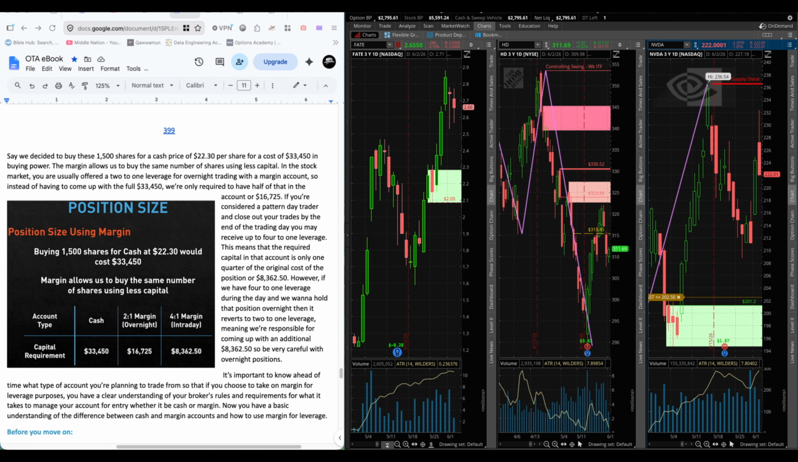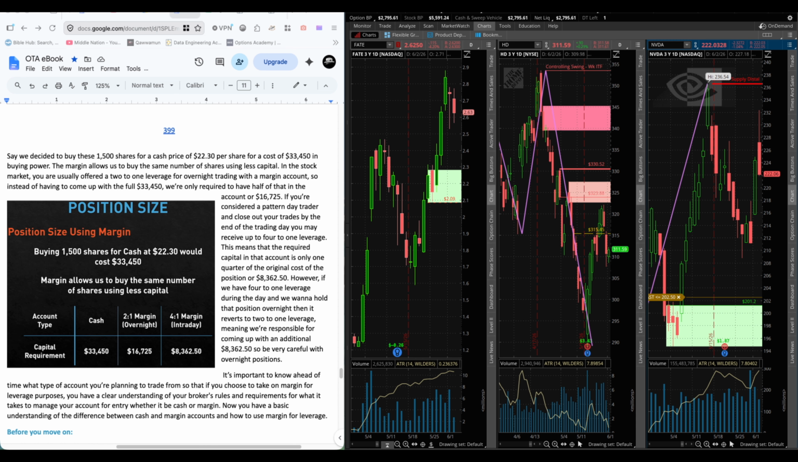Say we decide to buy 1,500 shares for a cash price of $22.30 per share and a total cost of $33,450. The margin allows us to buy the same number of shares but using less capital. In the stock market, you are usually offered a 2-to-1 leverage for overnight trading with a margin account. So instead of having to come up with the full $33,450, we're only required to come up with half of that in the account.